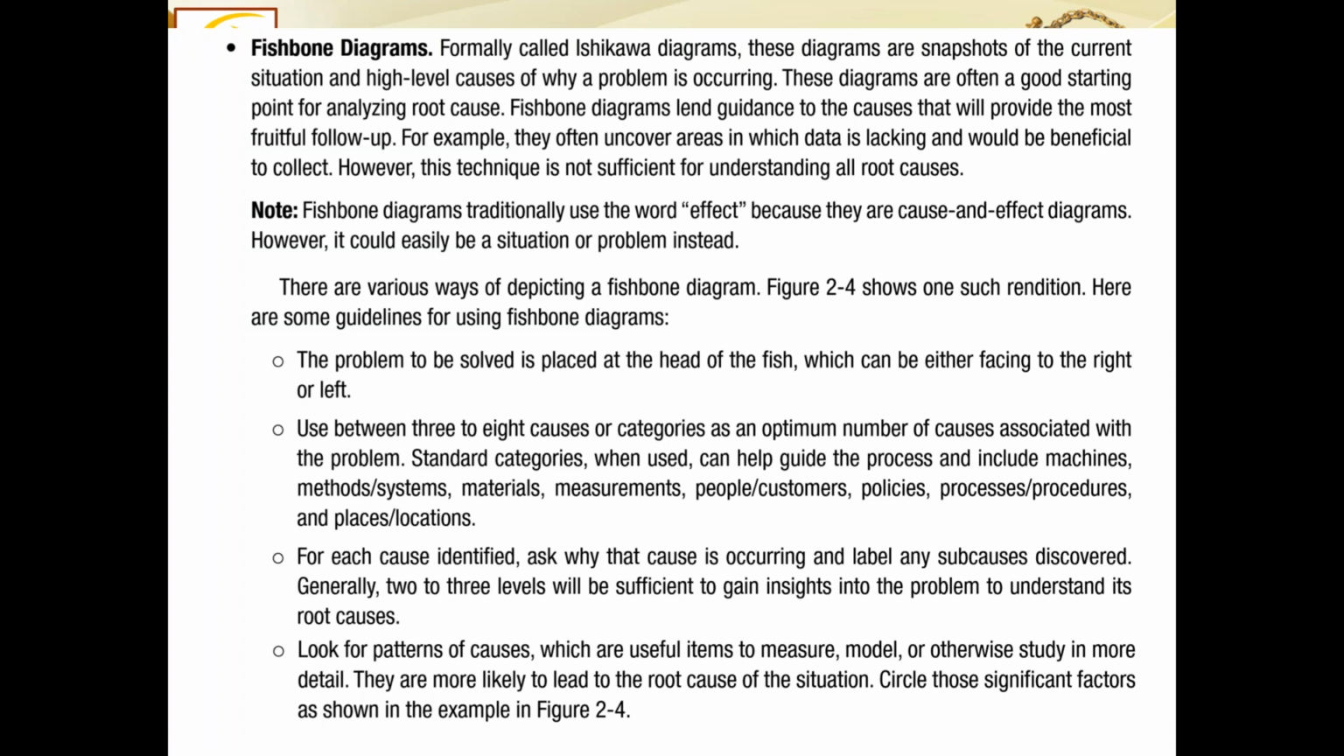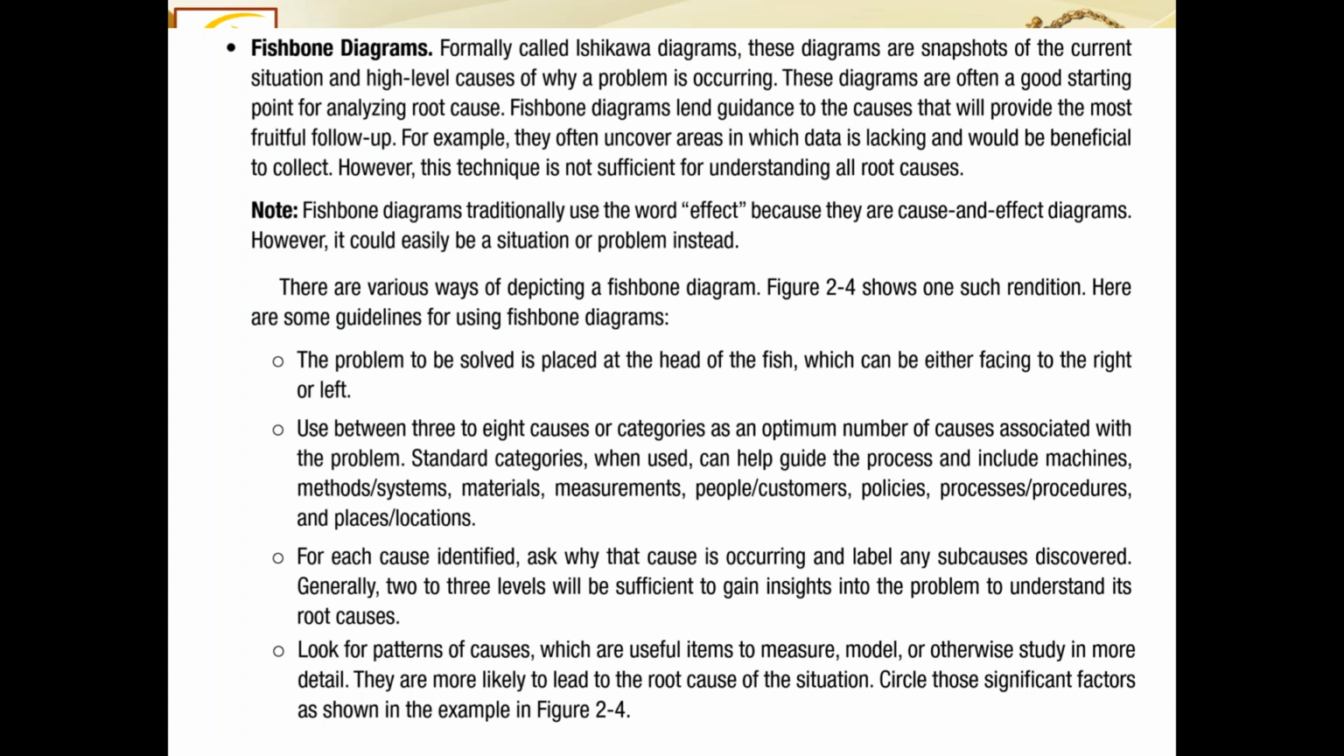Here are some guidelines for using fishbone. I'll show how the fishbone looks, but first let us understand the rules of making a fishbone diagram. The problem to be solved is placed at the head of a fish, which can be facing either right or left. So fishbone is like a skeleton of a fish, where the head is the problem. Your fish may be facing right or left, but the bone structure would be behind it. So the problem is the head of the fish.